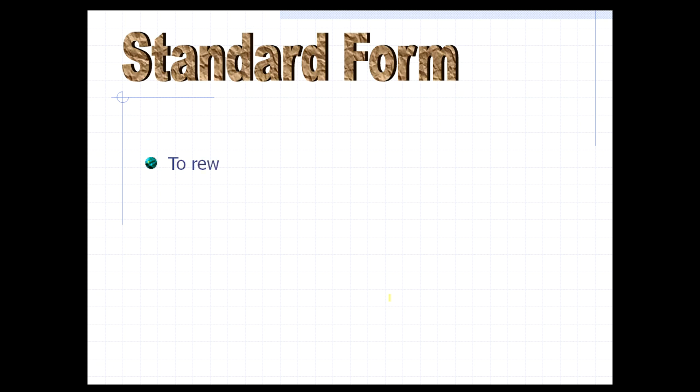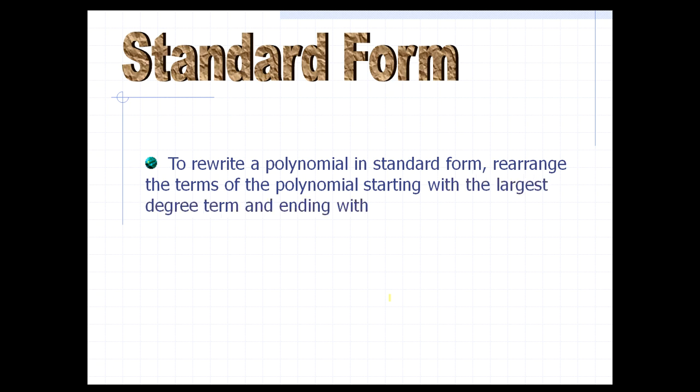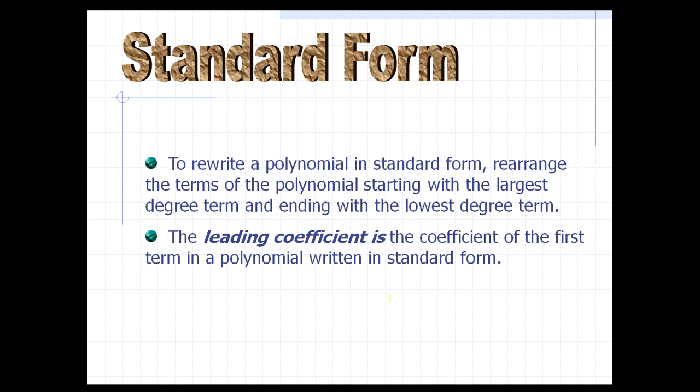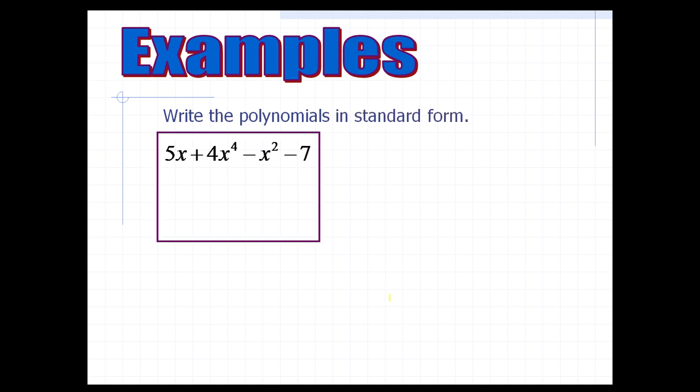Standard form. To rewrite a polynomial in the standard form, we actually do some rearrangement. We rearrange the terms of the polynomial, starting with the largest degree term and ending with the lowest degree term. The leading coefficient is the coefficient of the first term in the polynomial written in the standard form. Let us try out some examples. Write the polynomials in the standard form.